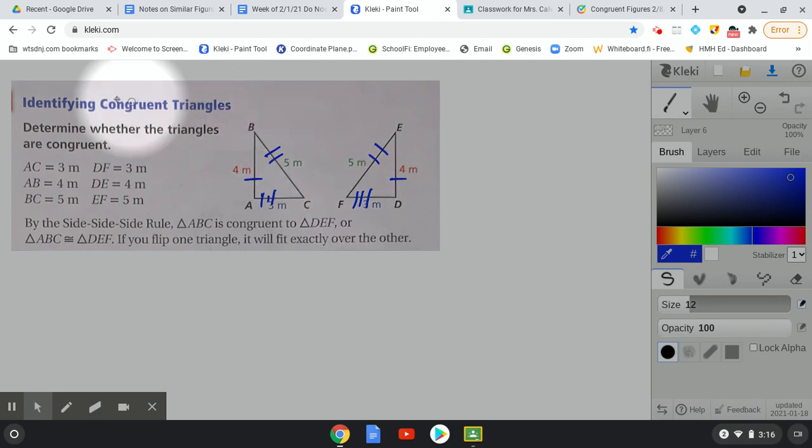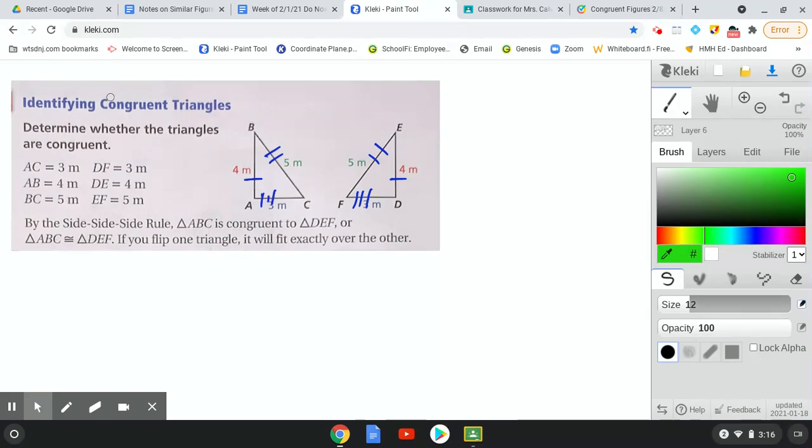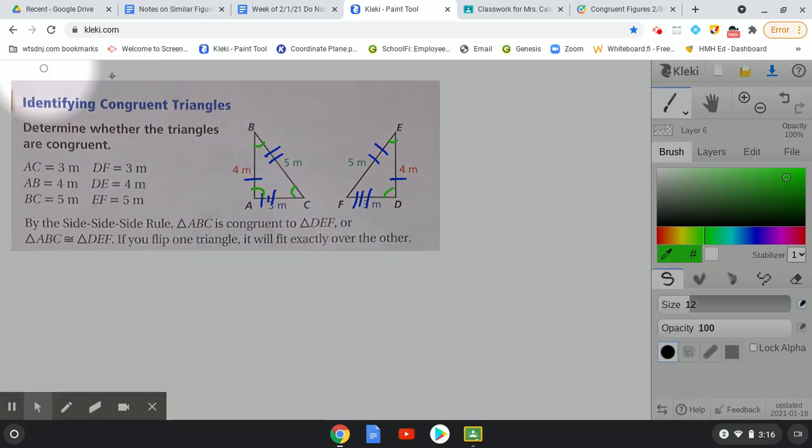So that means I know all of their angle measurements. I don't even need to know their angle measurements. I know that these are congruent. So that tells me that triangle ABC is, and if you remember, the equal sign with the little squiggly line above it from our vocabulary means congruent. So triangle ABC is congruent to triangle DEF.